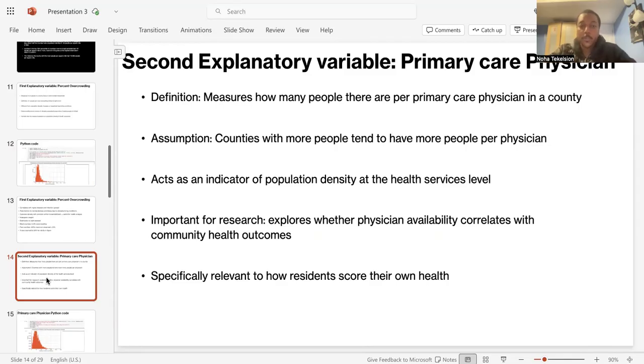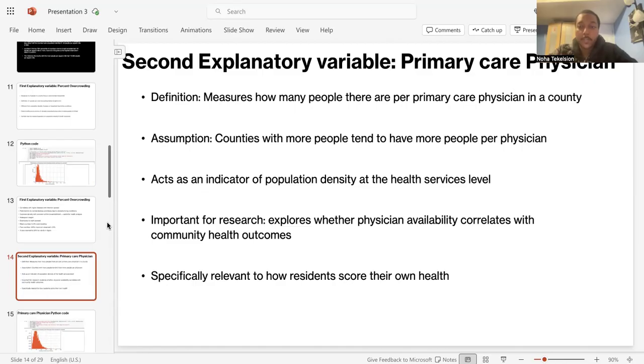But right now, as we're looking at the second explanatory variable, which is primary care physician, this one is also interesting, but I have my doubts about it. I'll talk about my doubts in a second. It measures how many people there are per physician in a U.S. county. I'm including this variable on the assumption that areas with more people tend to have more people per physician. So more people per physician can be an indicator of more densely populated counties.